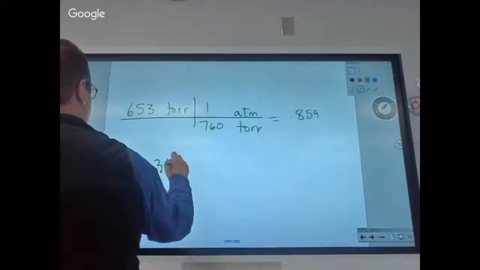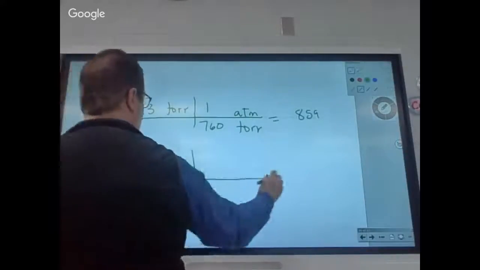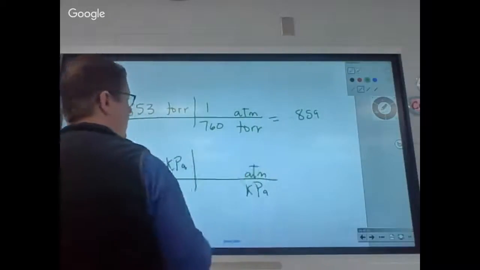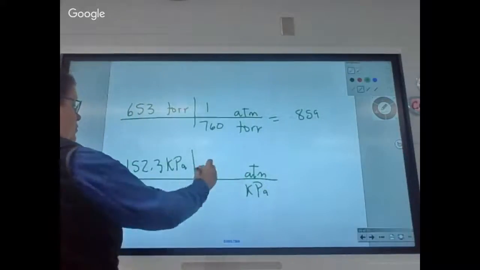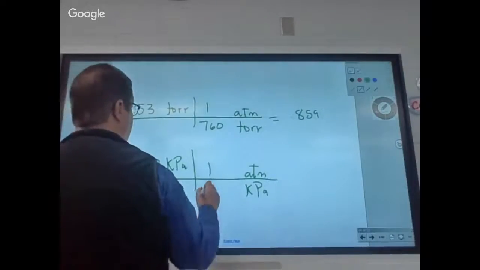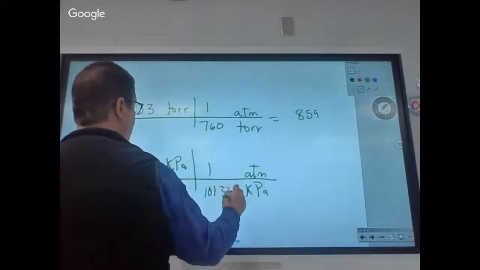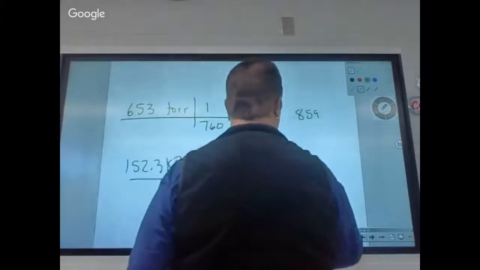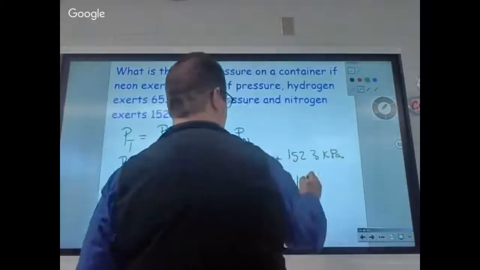All right, and then 152.3 kPa. kPa to atmospheres. What goes beside ATM? Goes beside kPa. 101.35. Okay? That's going to be 1.5. The 1.5 goes below that one.